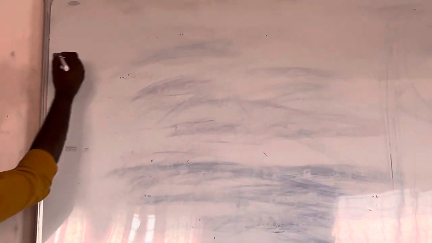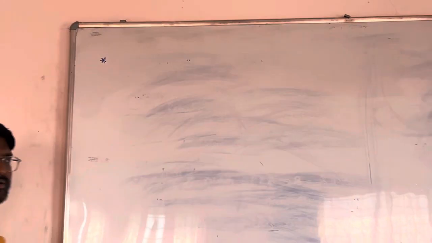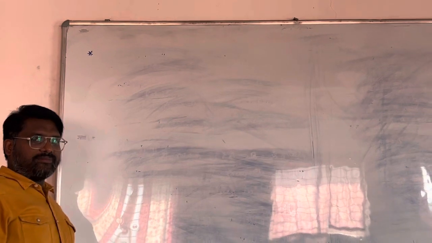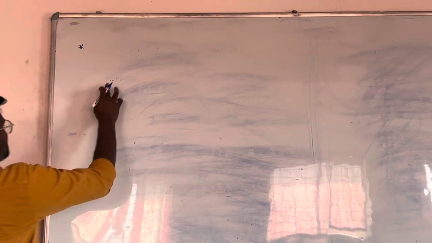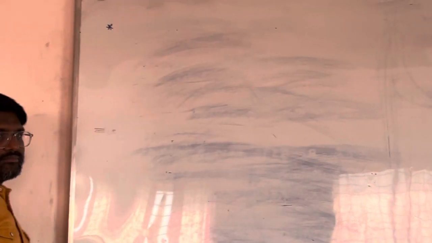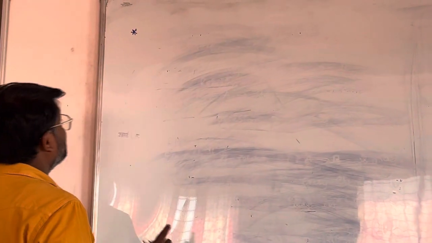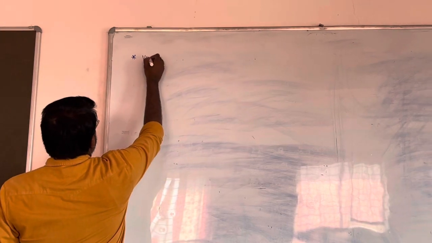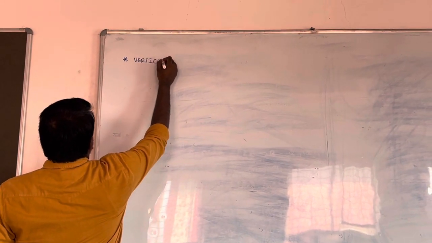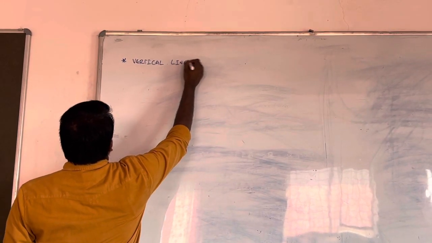Right. Having understood the domain and range in very basic terms, now let's understand how to check whether a given curve or an equation is a function or not. So we have the definition, but every time we may not be able to apply the definition. That's where we have a test called the vertical line test.